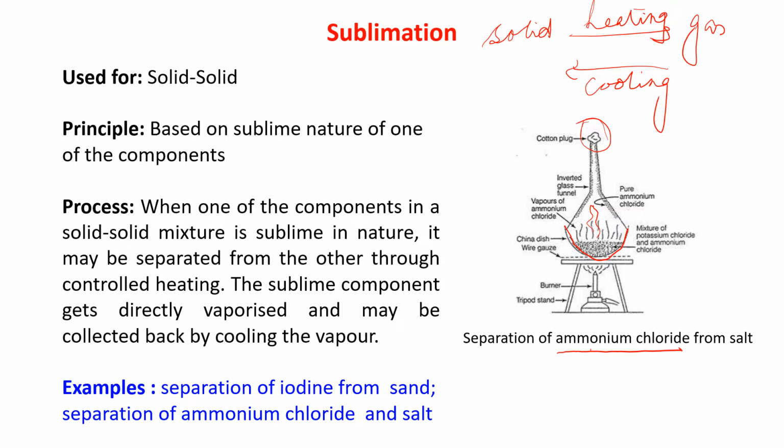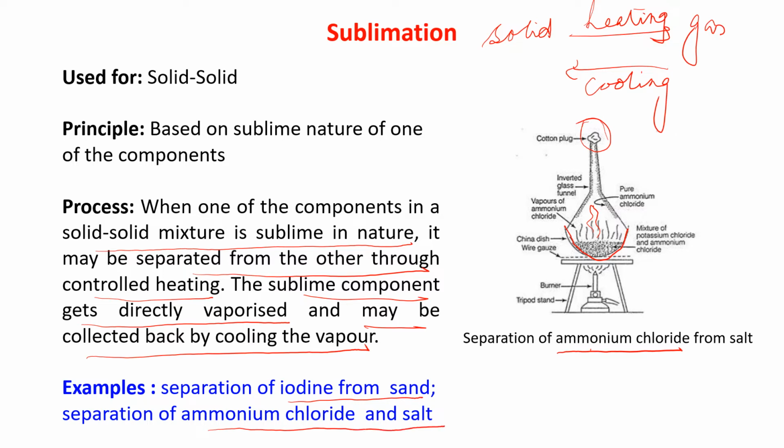See what is written in the process. When one of the components in a solid-solid mixture is sublime in nature, it may be separated from the other through controlled heating. The sublime component gets directly vaporized and may be collected back by cooling the vapor. Examples: separation of iodine from sand, separation of ammonium chloride and salt. I have already explained ammonium chloride and salt to you.